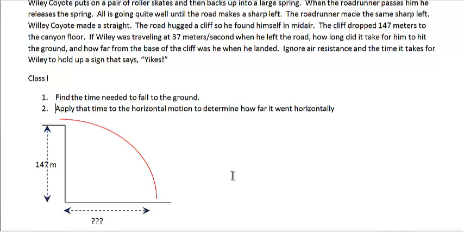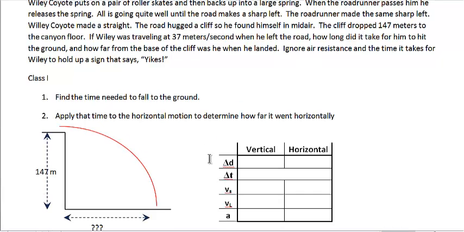Well, this calls for a kinematic chart, doesn't it? All right, here's a kinematic chart for us. Let's fill out what we know and figure out where we go from there. We're going to fill out the vertical part of the chart first. How high is he? Well, the problem said 147 meters. How long does it take him to go along the trajectory? Well, we don't know yet. That's actually one of the things we're trying to figure out.